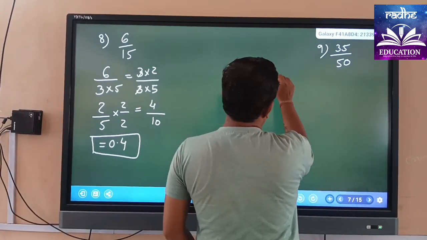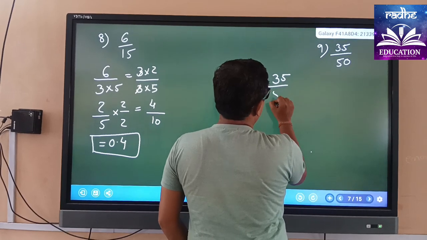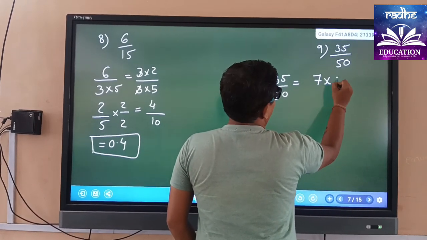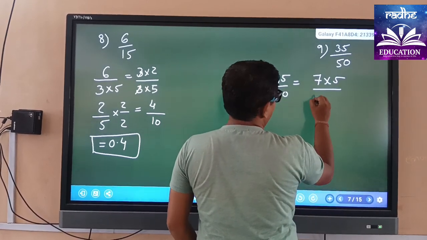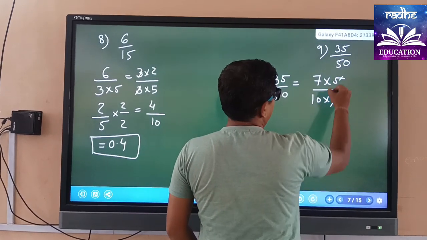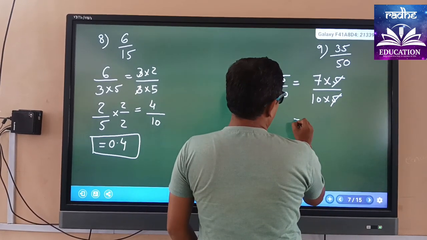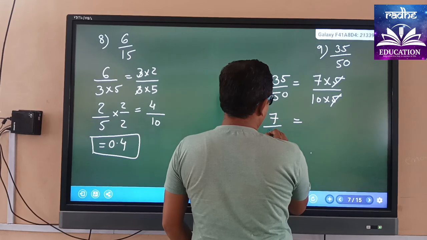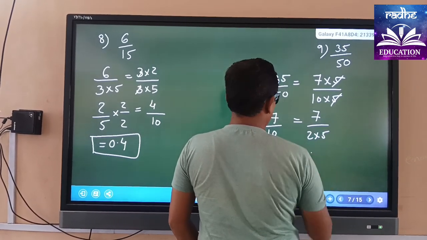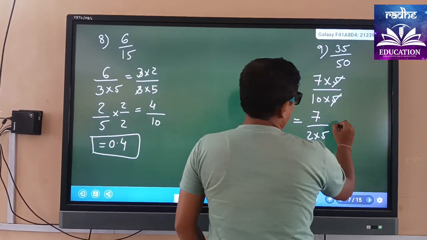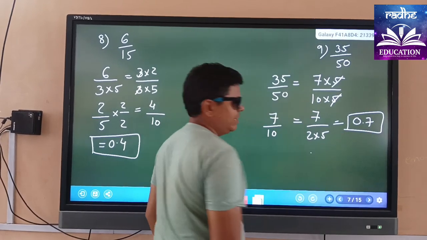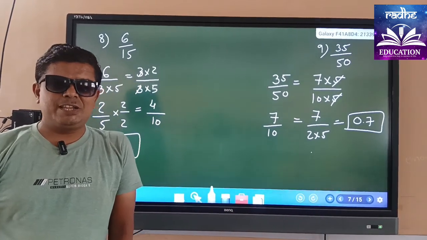We have here 35 divided by 50. So we can write here 7 5s are 35, and here 10 5s are 50. Okay, so it is cancelled here. Now we can write 7 by 10 in different ways: 7 by 2 into 5, that is 10. So easily we can write it in the form of what? 0.7. This is the terminating decimal expansion. So I hope you understand.